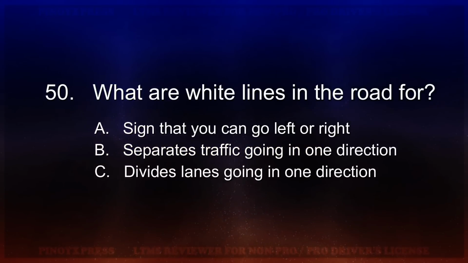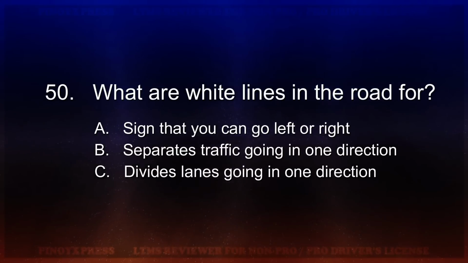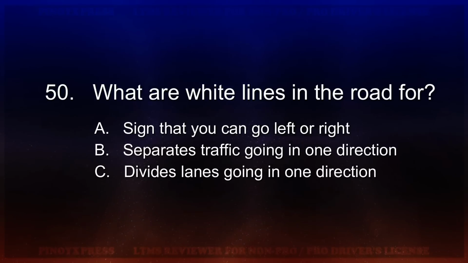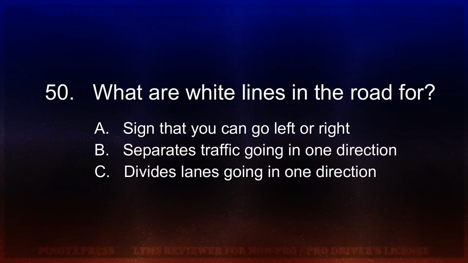What are white lines in the road for? A. Sign that you can go left or right. B. Separates traffic going in one direction. C. Divides lanes going in one direction. The correct answer is letter B.